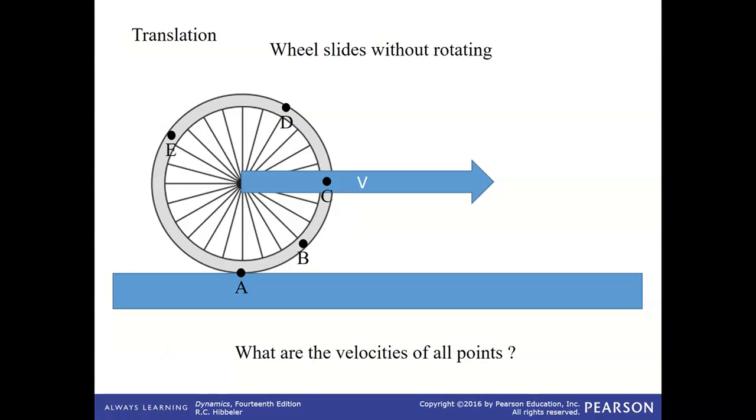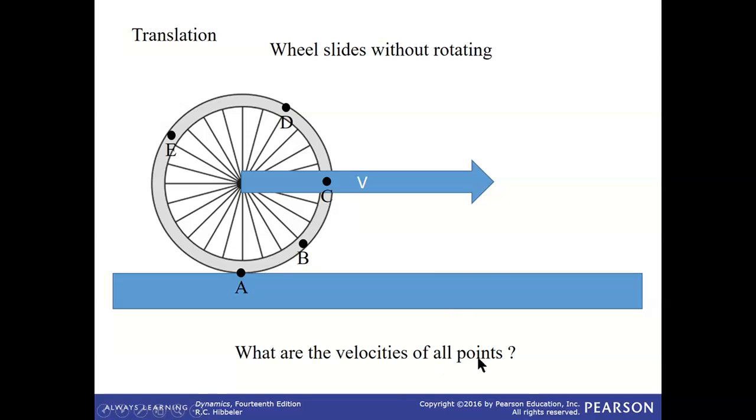So consider the case of translation. In this example, a wheel slides without rotating. Read this one more time: wheel slides without rotating. So the wheel does not rotate. The wheel just stays as it is and it slides on this surface.